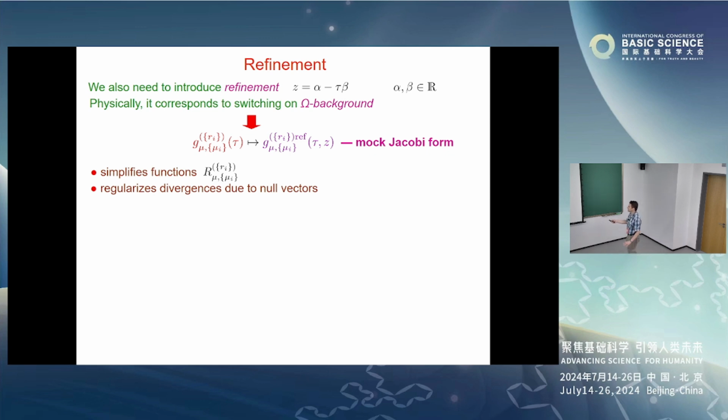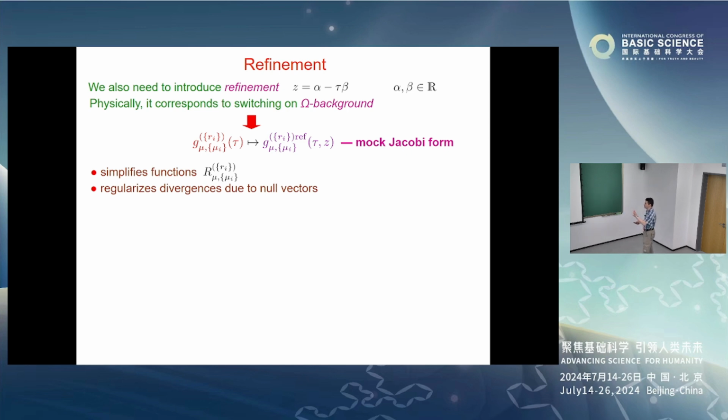So we introduce certain variables, so our functions will now depend on this additional variable, and the claim is that we should look for solutions which behave like mock Jacobi forms. So this variable will be like the usual elliptic variable of Jacobi forms. And why should we do that? There are two reasons. First of all, you could think that you introduce additional complications, but actually no, because this refinement simplifies a lot these coefficients.